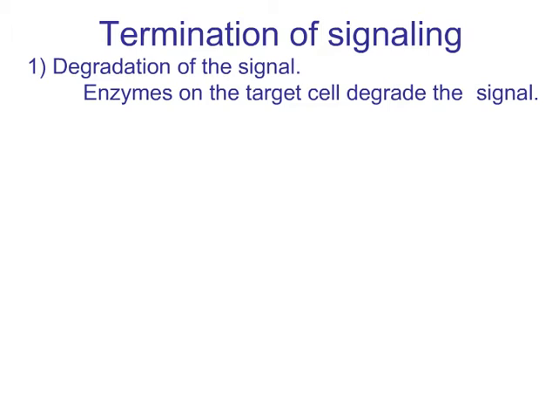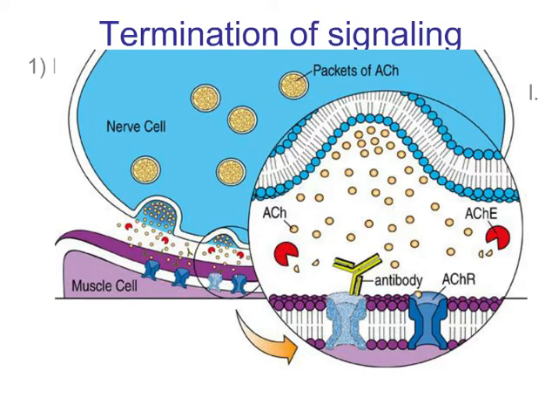A number of mechanisms are used to terminate cell signaling. The target cell may express enzymes that degrade the signaling molecule. For example, at neuromuscular junctions, muscle cells secrete acetylcholinesterases into the synaptic cleft to degrade acetylcholine neurotransmitters to terminate signaling. Acetylcholinesterase inhibitors then are used to prolong the amount of time acetylcholine remains active in the synaptic cleft to reduce the symptoms of myasthenia gravis, an autoimmune disorder which destroys the receptors for acetylcholine.